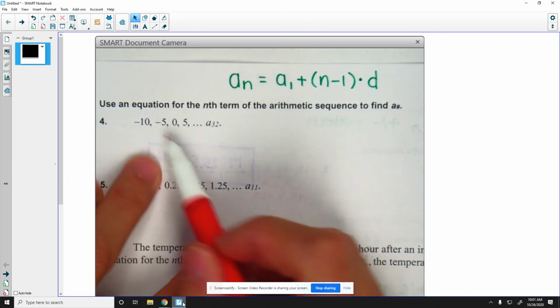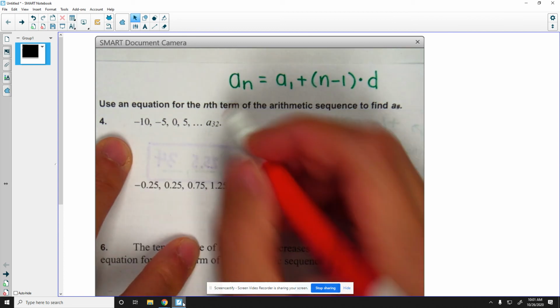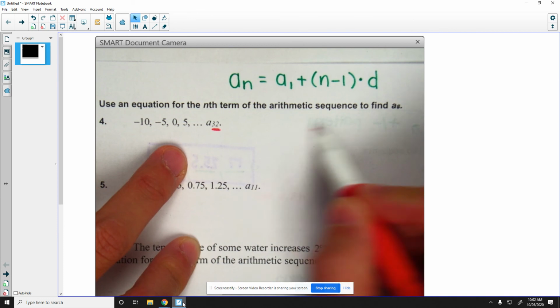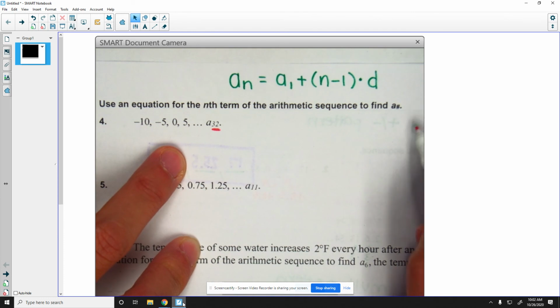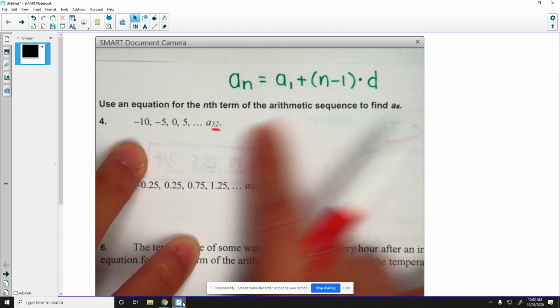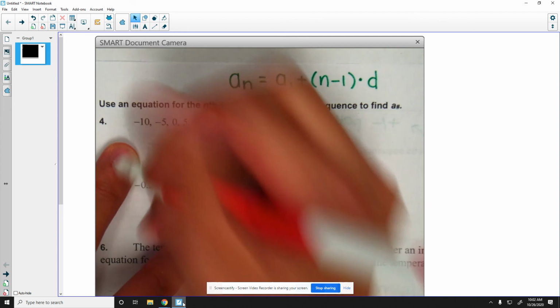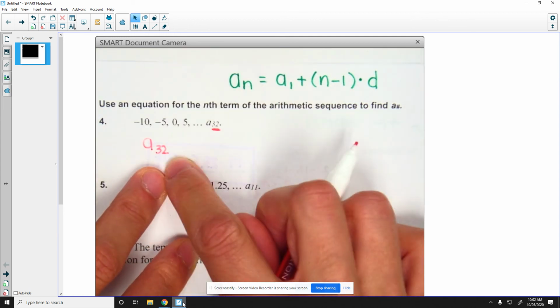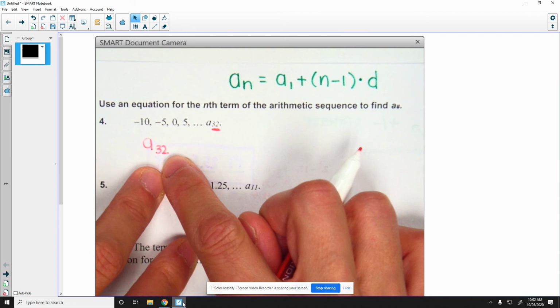Okay, so let's use this equation to find the 32nd term. I could write out all the terms until I get to the 32nd one, but that would take me forever. So why don't I plug this into the equation? I have a sub 32. A sub n is 32, because I want the 32nd term.